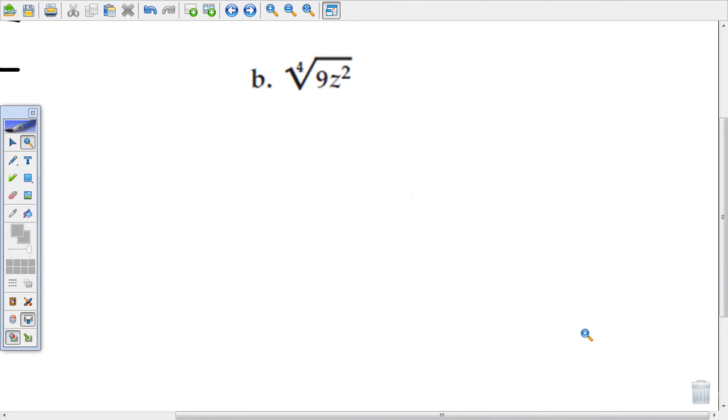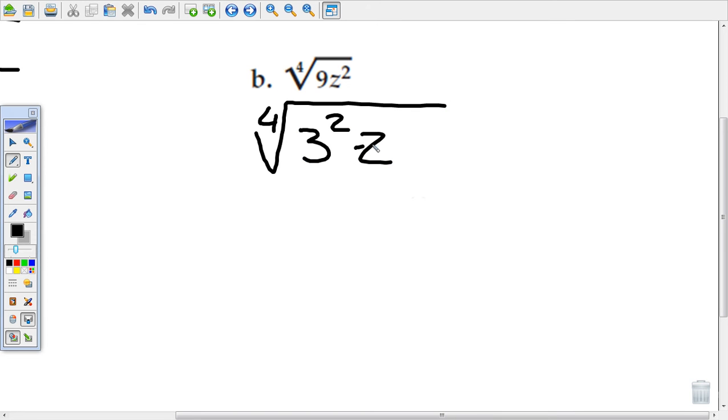Okay, I have the 4th root of 9z squared. What do I try to do first? Rewrite the base. 9 is written as 3 squared. So this becomes 3 squared z squared.